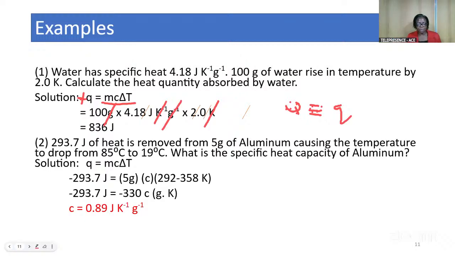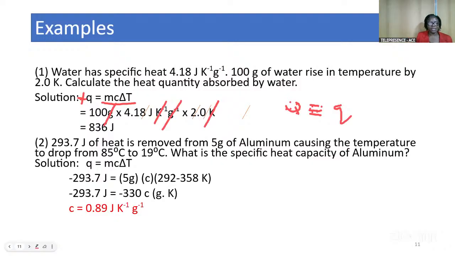Then the other example: 293.7 joule of heat is removed from 5 grams of aluminium, causing the temperature to drop from 82 degrees Celsius to 19 degrees Celsius. What is the specific heat capacity of aluminium? If you look at this question, it's a bit tricky. All you need to do is take a little time to understand it. If you are removing heat from aluminium and causing the temperature to drop, Q is still positive. So you use the same equation we used earlier.